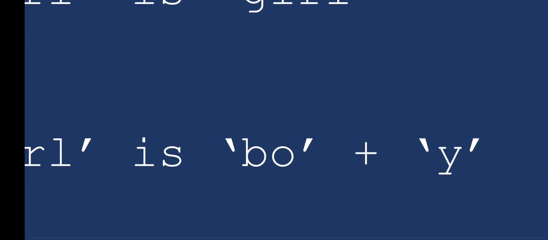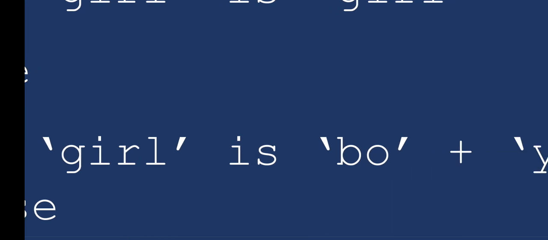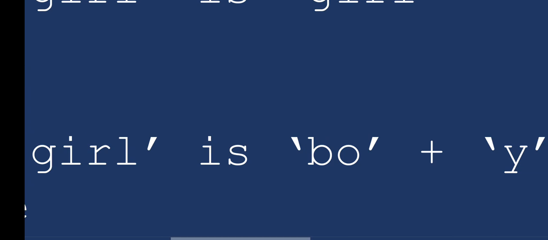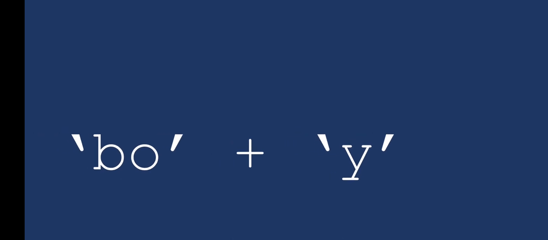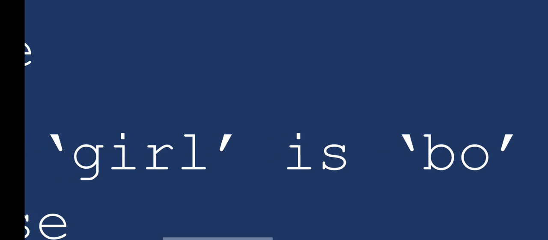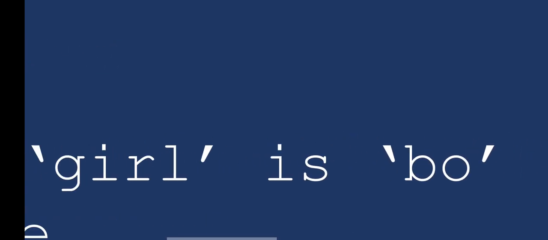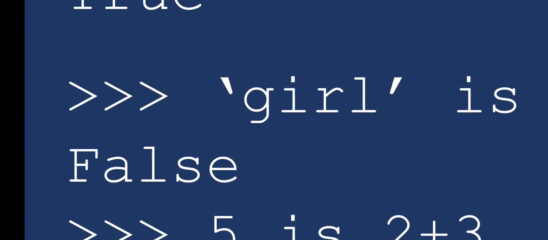So this is a typical example of how many operators can appear in one expression. But by precedence rule, the arithmetic operator has higher precedence than the identity operators, and it shall be operated first. So after evaluation, this very expression will evaluate to "boy" because it is a concatenation. "bo" plus "y" is a concatenation that will result to "boy". So let's read it again: "girl" is "boy", and the output is false.